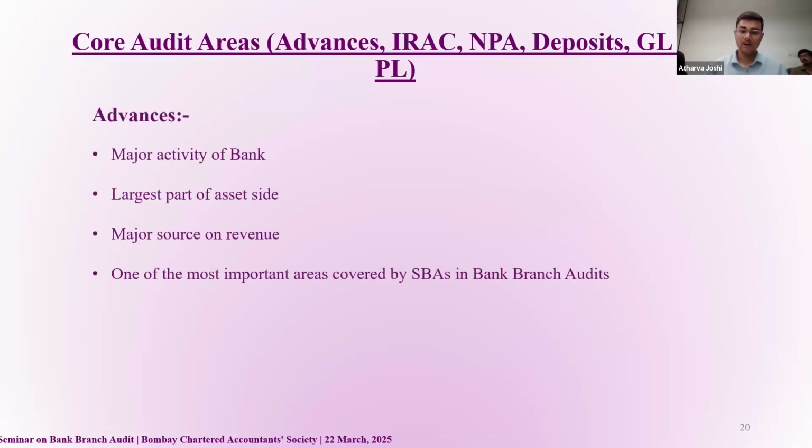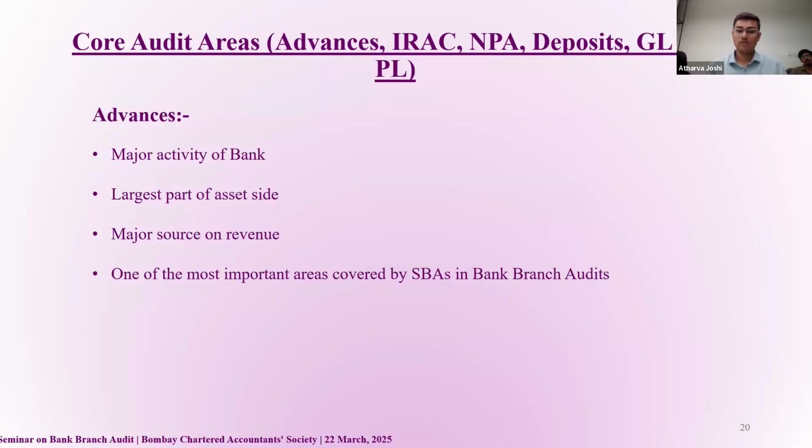So starting with advances, as we all know, lending constitutes a major source of activity for every bank. Schedule 9 of Form A consists of advances. Generally, it is the largest item on the asset side of a bank. It is also considered a major source of revenue for the bank. Checking of advances is not only important from the point of view of the asset side, but it is also essential as we sign various returns and certificates which are on the basis of advances.